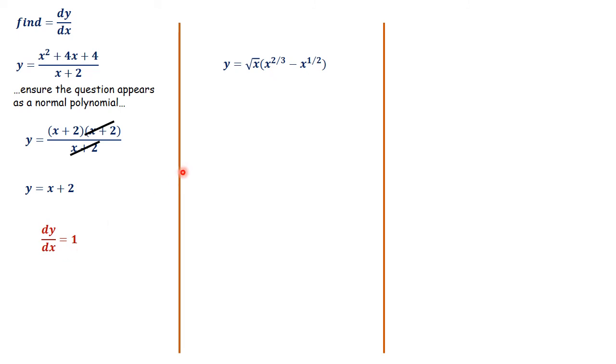If the question is, say, what we have here, y is equal to root x in brackets 2x raised to power 2 over 3 minus x raised to half, we do a similar thing. That is, let's make it a polynomial and then operate. So this time round, we'll expand using the rules of indices. Please understand root x is the same as x raised to power half. So x raised to power half, multiply with everything in the bracket and get x raised to power 7 over 6 minus x raised to power 1.